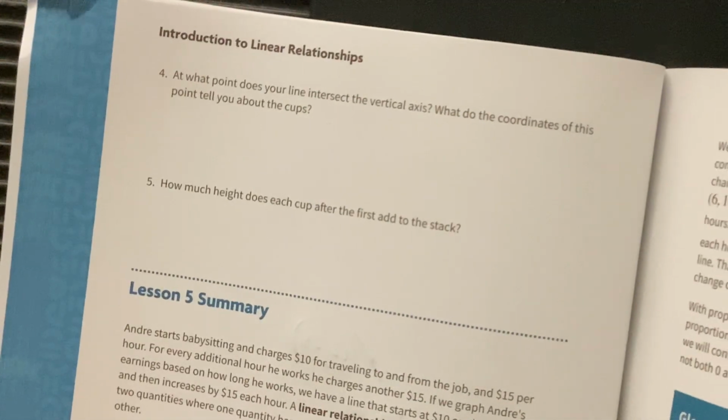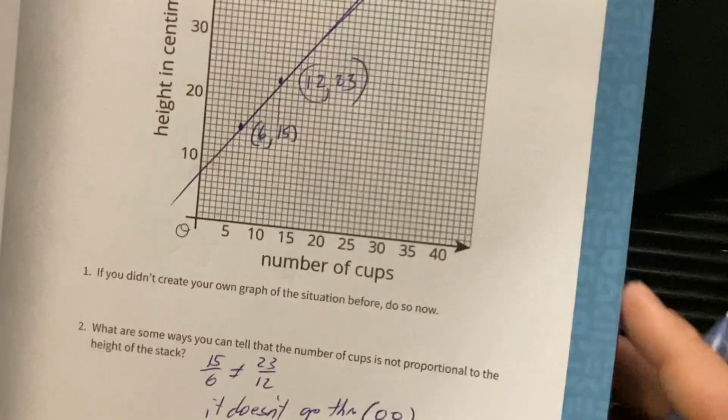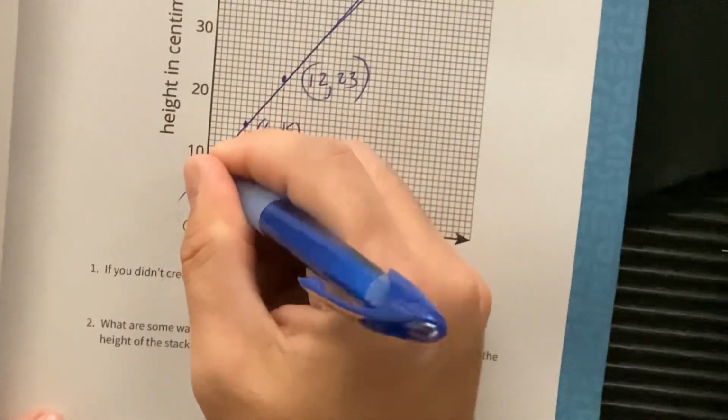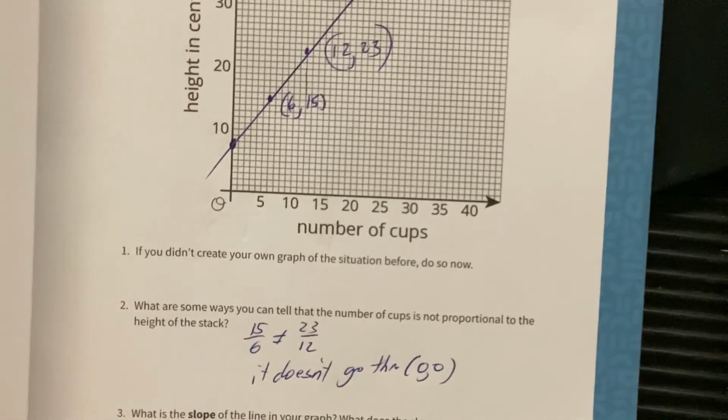At what point does your line intersect the vertical axis? Okay. So yours might be a little different, but what point does yours intersect there?